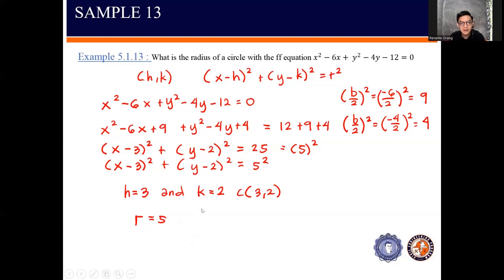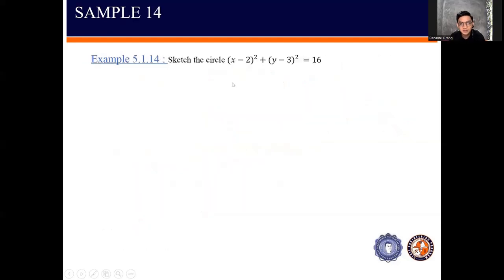Okay, so how about this one? Last problem for our circle. We are tasked to sketch.